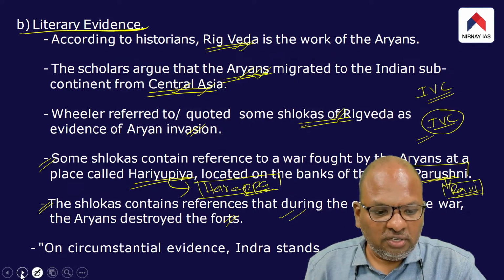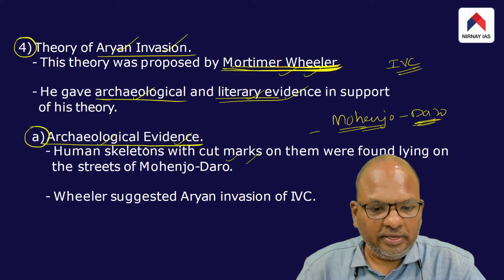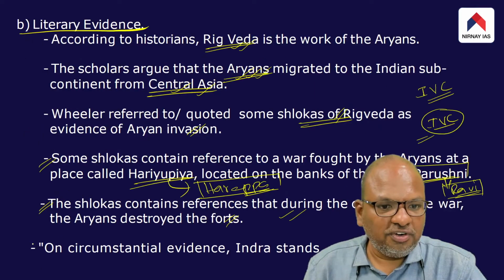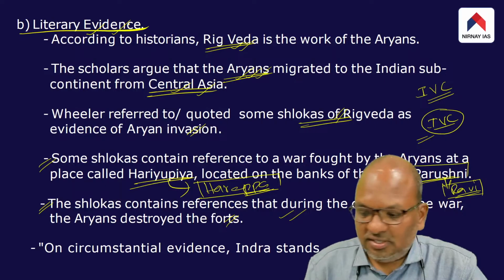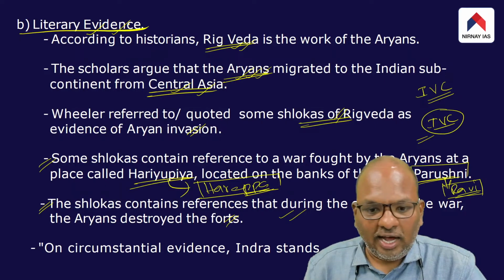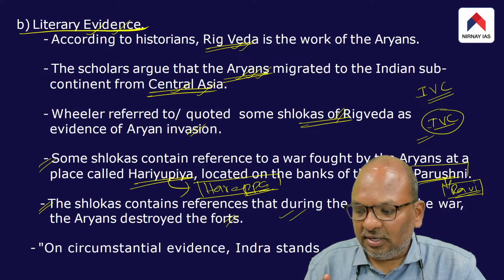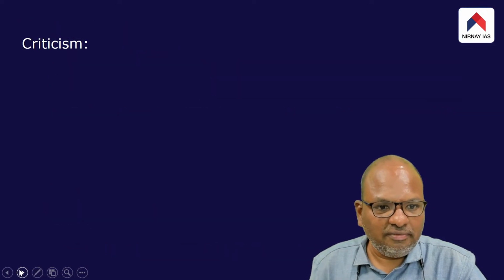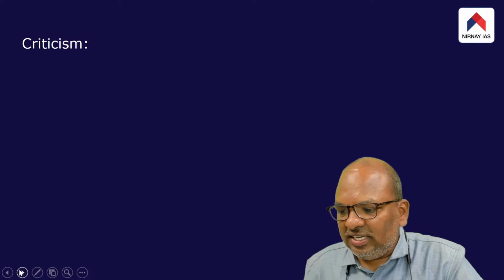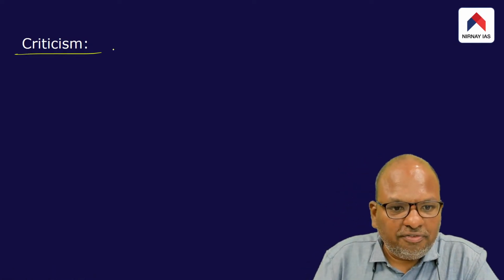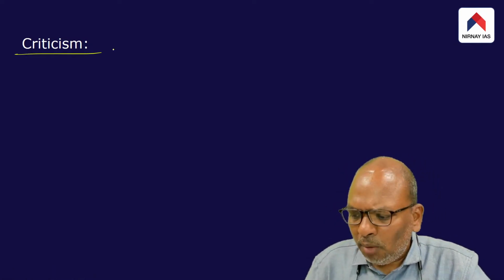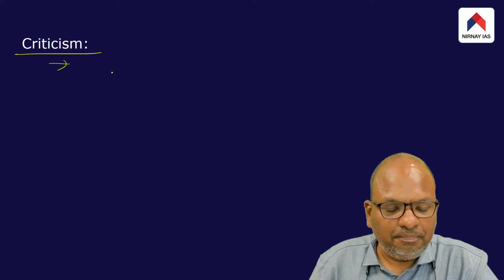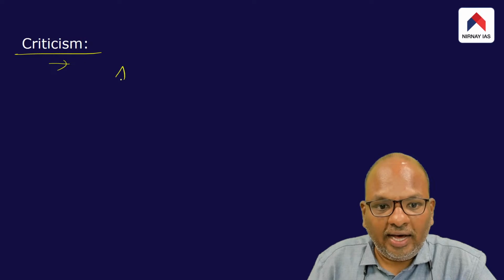So on both of these bases, that is, on the basis of this archaeological evidence and on the basis of the literary evidence, Wheeler argued that the Aryans should be held responsible for the decline of the Indus Valley civilization. But the point is, even this theory is not free of criticism. Most of the scholars at present have rejected the theory of Aryan invasion.